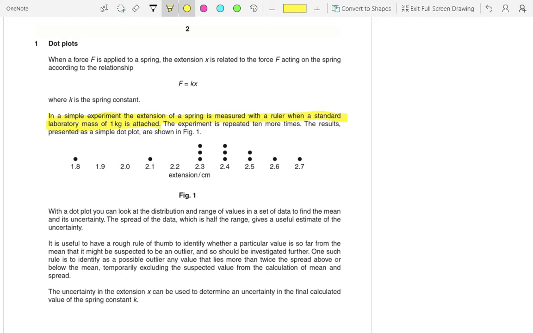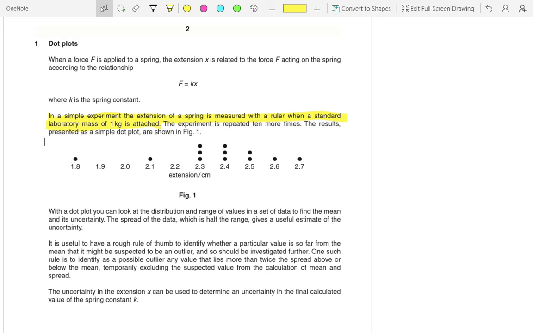So in the dot plot you just have basically a pen and paper and mark where it is. They stretch the spring and they mark down where the extension goes to, and then that's their dot plot done. And they've done this 11 times in total, and these are the results that they get.